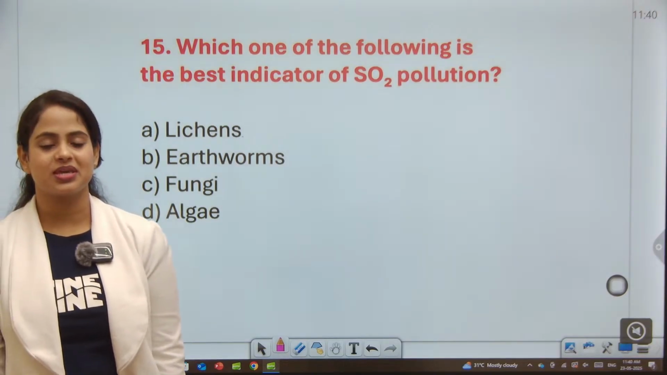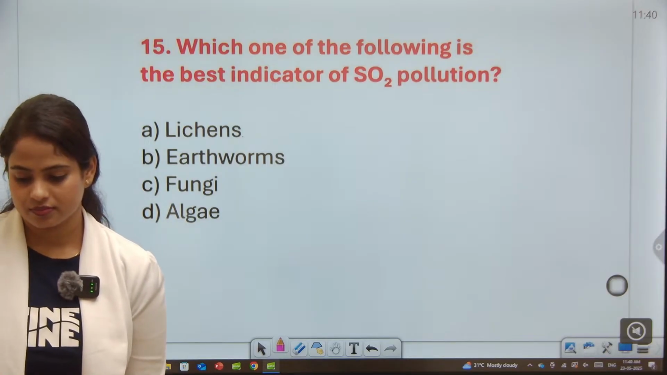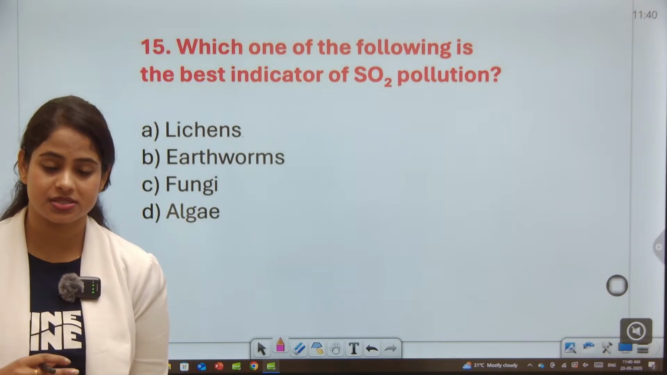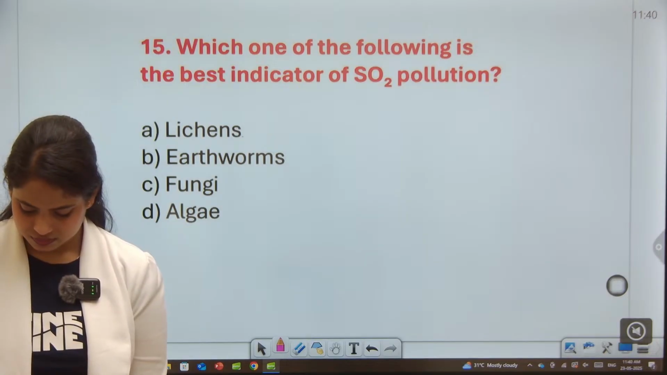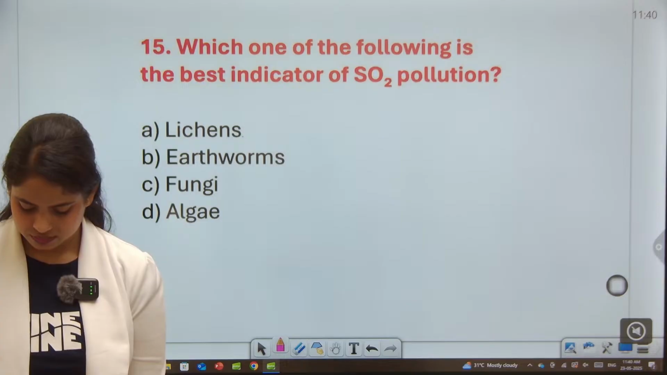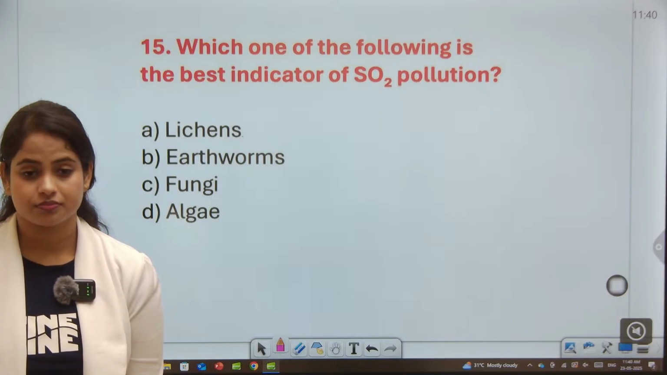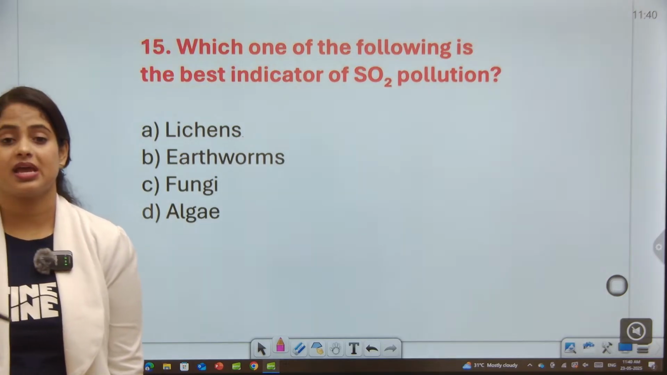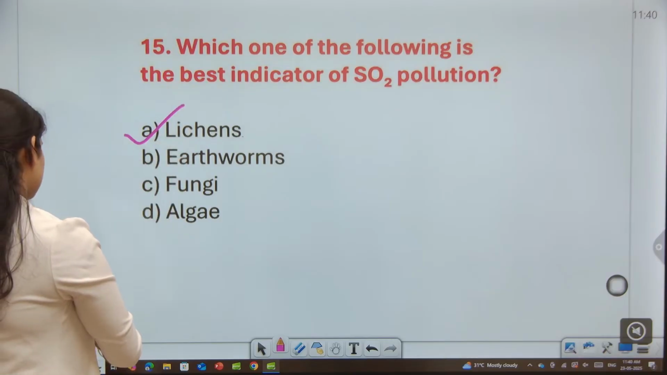Which one of the following is the best indicator of sulfur dioxide pollution? What will be the right answer? The lichens, the alcohols, fungi or the algae? Which one of the following is the best indicator of sulfur dioxide pollution? That is the lichens.